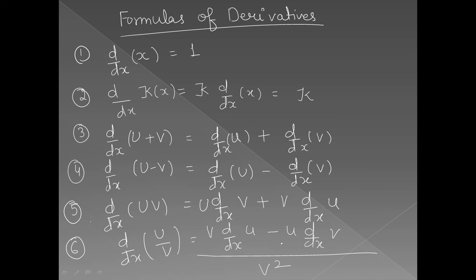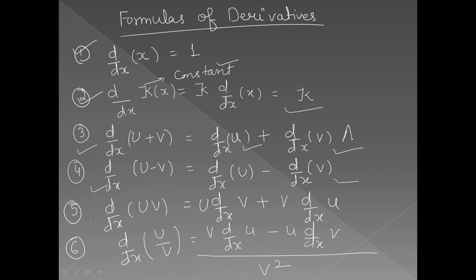These are the formulas of derivatives. First formula: derivative of x is equal to 1. Second formula: derivative of kx, where k is a constant value, any constant like 5, 6, 7, a, b, c, d, is equal to k. Derivative of u plus v is equal to derivative of u plus derivative of v. Derivative of u minus v is equal to derivative of u minus derivative of v. Derivative of uv is equal to u derivative of v plus v derivative of u.